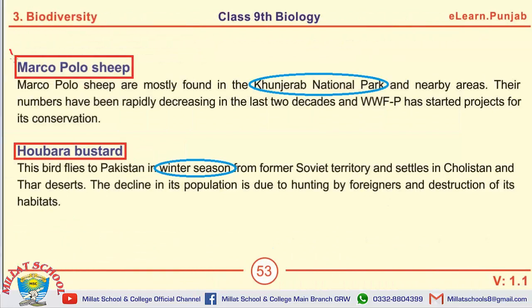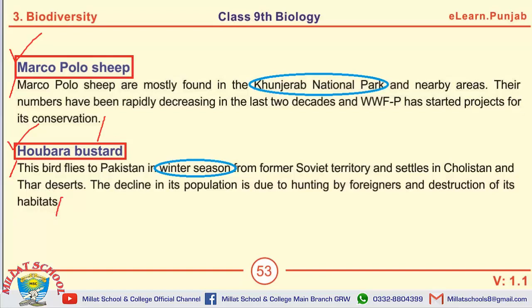The next one is Marco Polo sheep. Discuss Marco Polo sheep as endangered species, and the answer will be from the start till end. And the third one is Houbara bustard. Discuss Houbara bustard as endangered species, and the answer is same from the start till the end.